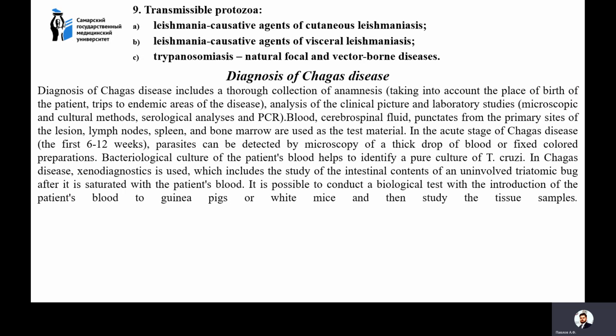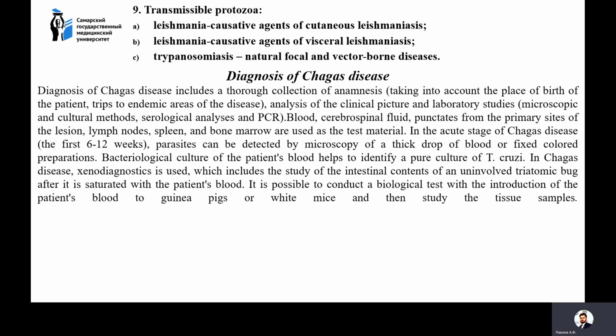Diagnosis of Chagas disease. Diagnosis of Chagas disease includes collection of anamnesis, analysis of the clinical picture and laboratory studies. Blood, cerebrospinal fluid, punctates from the primary sites of the lesion, lymph nodes, spleen, and bone marrow are used as test material.